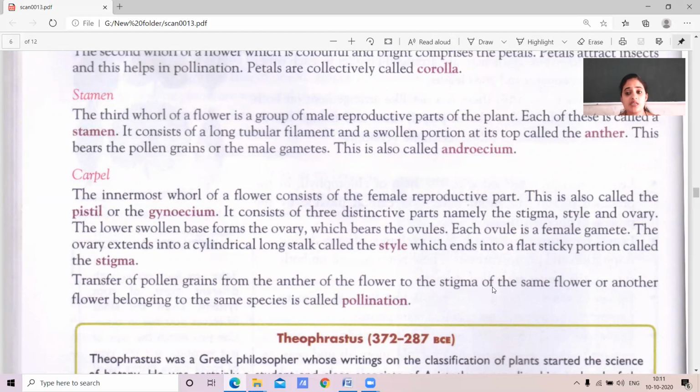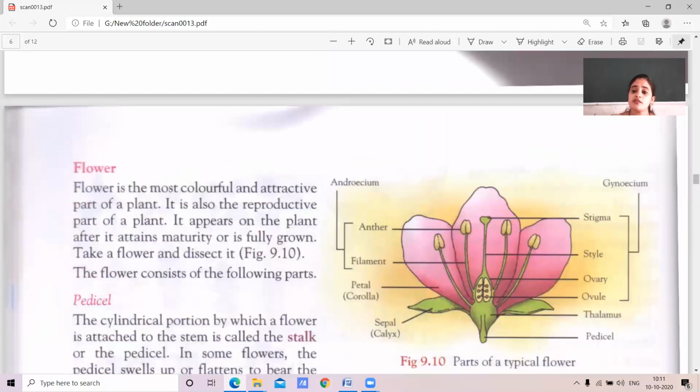We call it as a stigma. This helps in transfer of pollen grain from anther to the stigma of the same flower or another flower. We call it as pollination. Children, pollination means transfer of pollen grains from anther to stigma. If you see here, the flower, there is a transfer of pollen grains from this anther to the stigma. We call it as pollination.